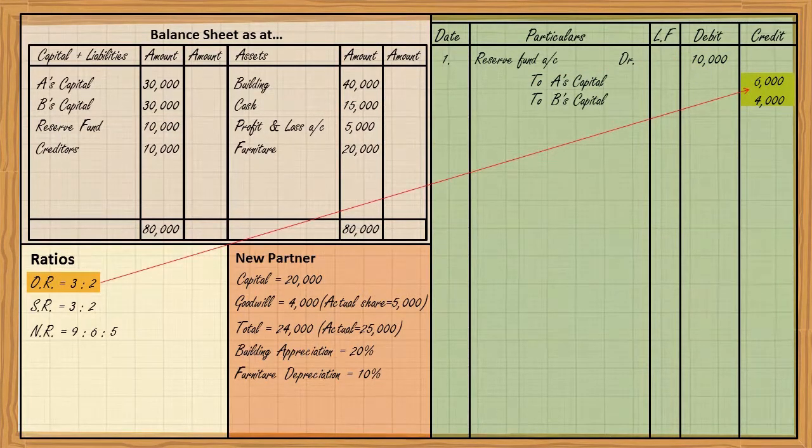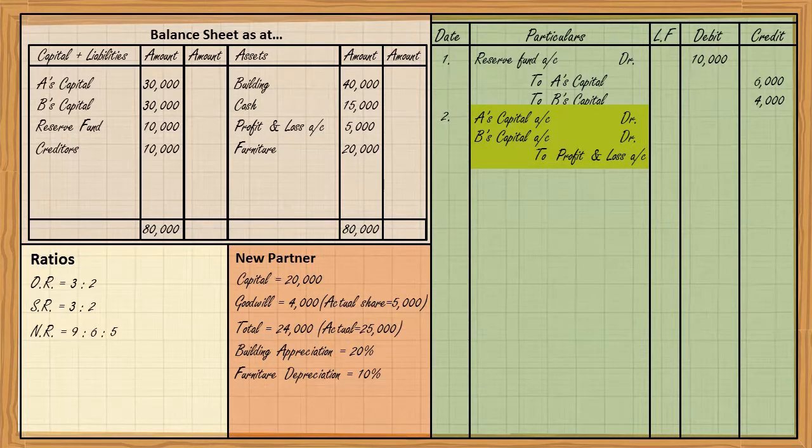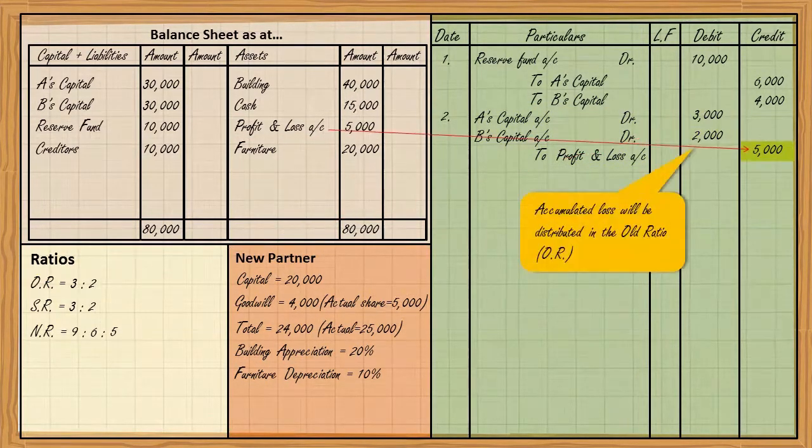Then we have to distribute accumulated losses. Is there any accumulated loss? Have a look at the balance sheet on the asset side. Yes, there is profit and loss account 5,000. It means this is the accumulated loss of the firm. So distribute that. The journal entry will be A's capital account debit, B's capital account debit to profit and loss account 3,000, 2,000 and 5,000. This accumulated loss has been distributed between A and B in their old ratio of 3:2.